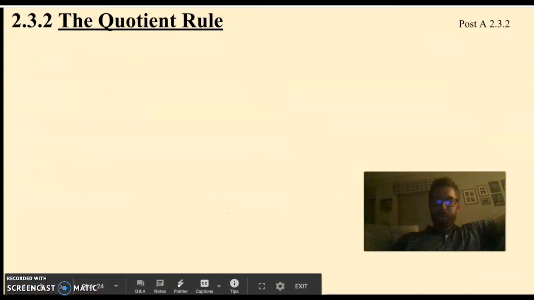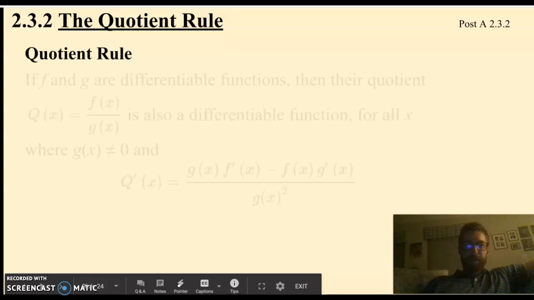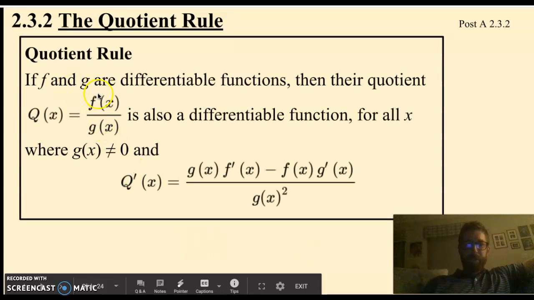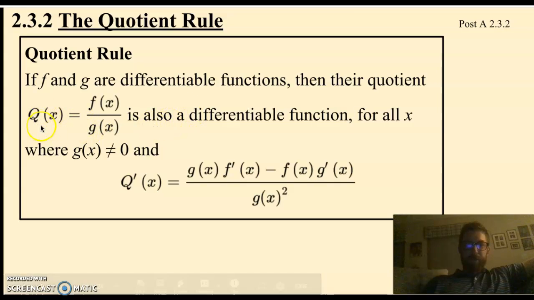So the quotient rule. The quotient rule, assuming that f and g are differentiable functions, and their quotient equals q of x equals f of x over g of x, assuming that is also a differentiable function where g of x doesn't equal 0 like we talked about, q prime of x is going to equal this thing right here. So I'll give you a second to write that down. You can pause the video, give that a jot down. You're going to need it, right?